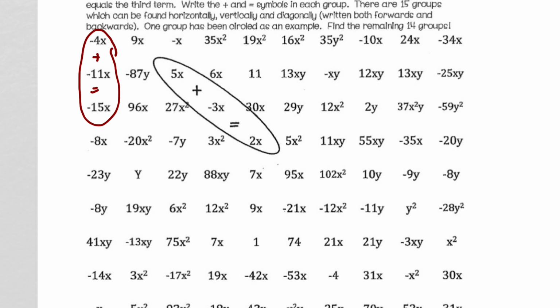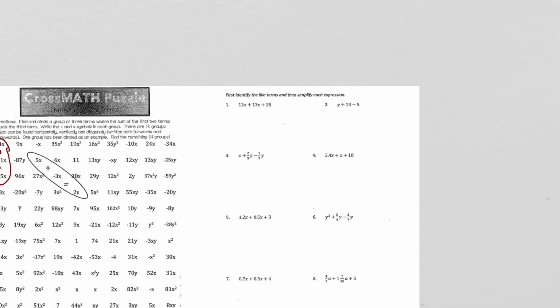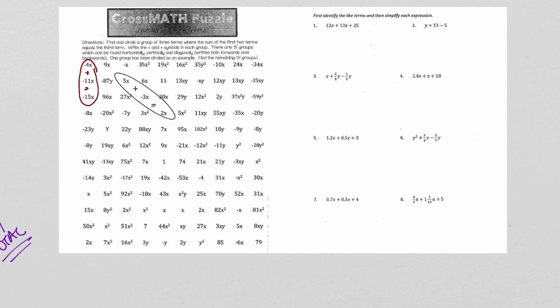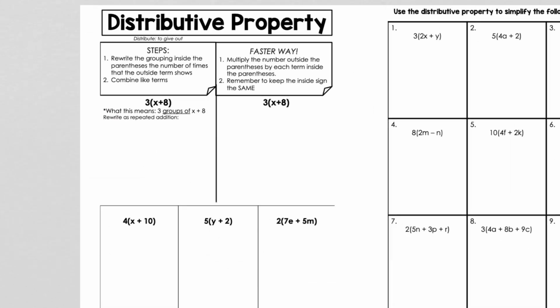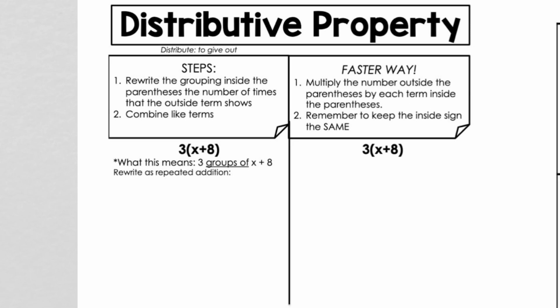So listen. I want you to hold on to this paper with the cross math and the simplifying. We're going to come back to it later this week, so don't recycle it. We're going to be doing that at odd times throughout the week. But for right now, we're going to make sure we get through the distributive property notes and practice before the end of class.